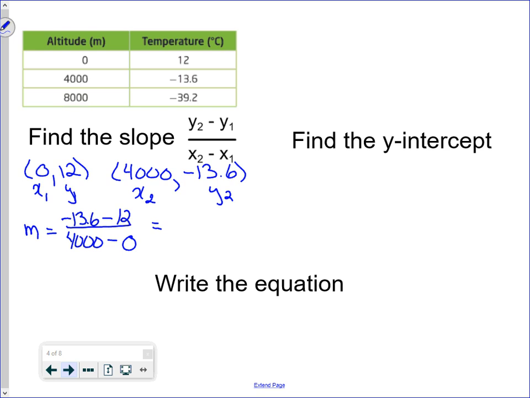So I'm going to calculate this. Negative 13.6 minus 12 is negative 25.6. 4,000 minus 0 is still just 4,000. And now I'm going to divide the 2. And when I do that, I get a value of negative 0.0064.